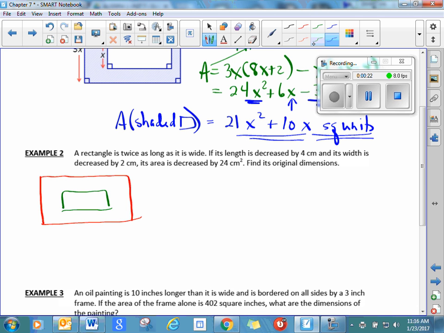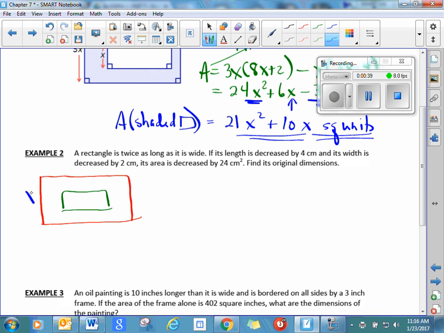So it gives us some information. You should always be drawing a picture on these. Never, never, never try to do this without a picture. A picture makes it make a whole lot more sense. So it gives you something about the rectangle to begin with. It says it's twice as long as it is wide.